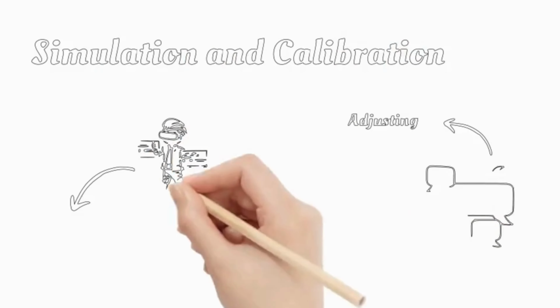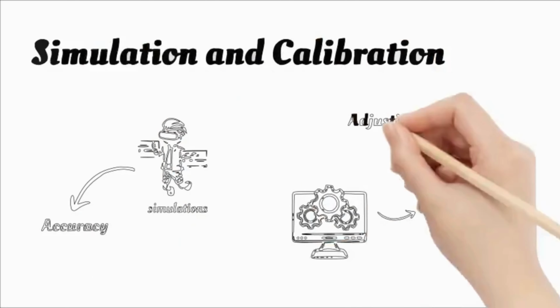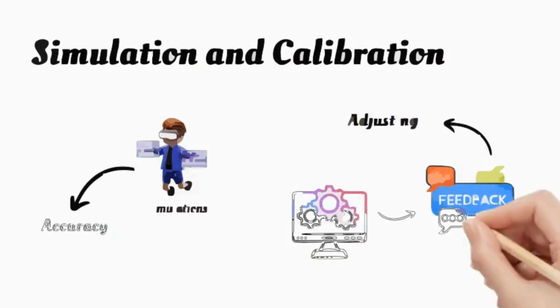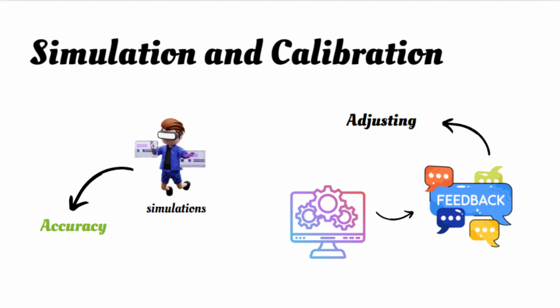Simulation and calibration. Simulations are run to test the digital twin's accuracy. Calibration involves adjusting the model based on real-world feedback to ensure it accurately represents the physical object.